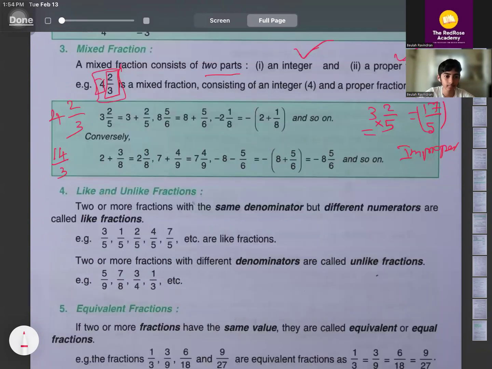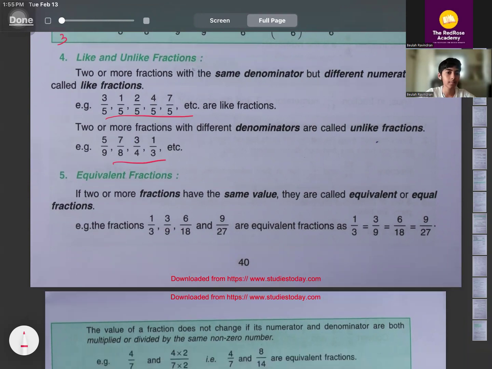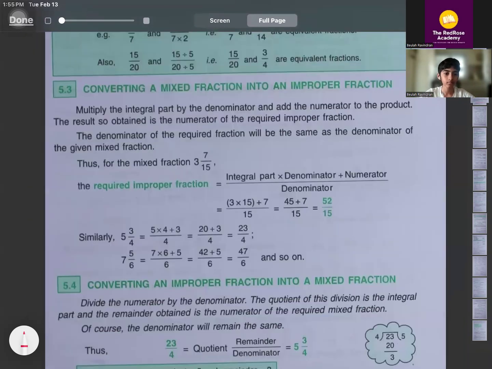So you know the like and unlike fractions. If all the denominators are the same, it is like. But if different, it is unlike. Then equivalent fractions are given.